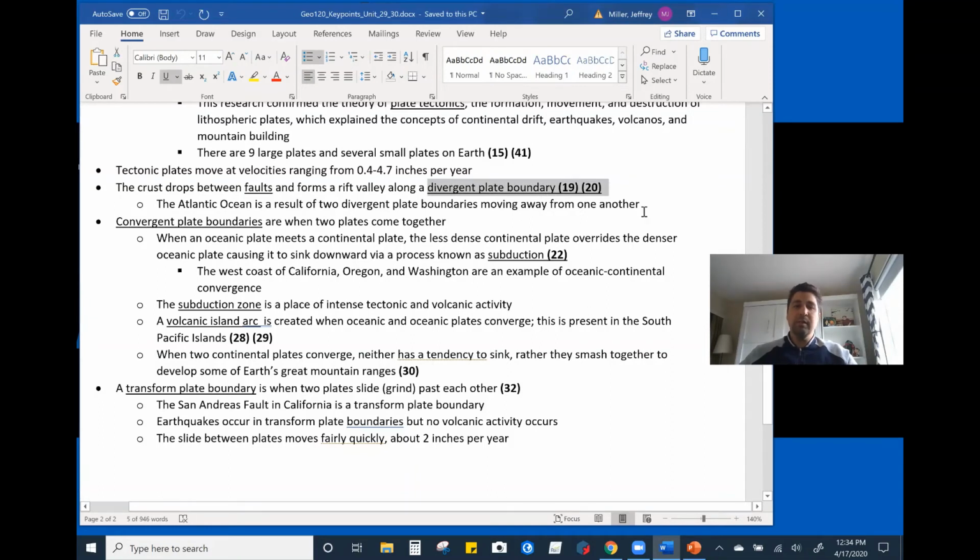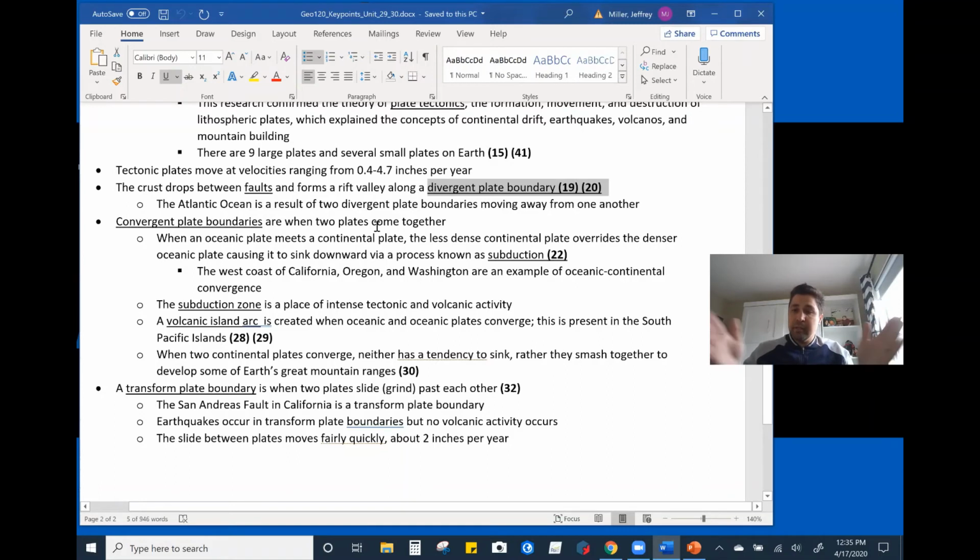That's when the crust drops between faults and forms a rift valley along what's known as the divergent plate boundary. So in other words, the plates move away from each other. They diverge from each other, which is what we've seen in those examples with the map and the young rocks. The young rocks are a result of the plates moving away from each other because of divergent plate boundary activity, okay?